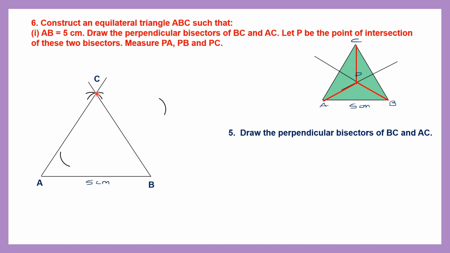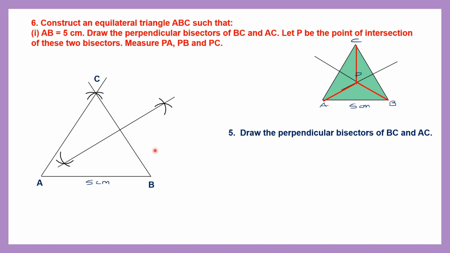Then place the compass at C now with the same measurement of radius and cut these two arcs. So we have cut this arc and we have cut this arc. Now can you see the 2 points where the arcs are meeting? Join those 2 points. So as you can see here, this is the line that we have got. Okay, so we have joined those 2 points. So we've got the perpendicular bisector of BC.